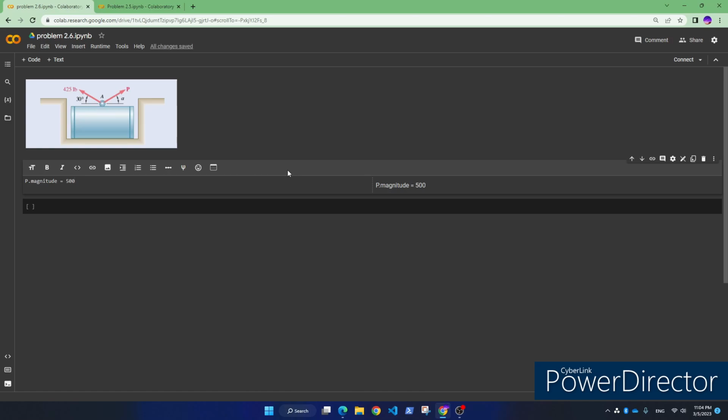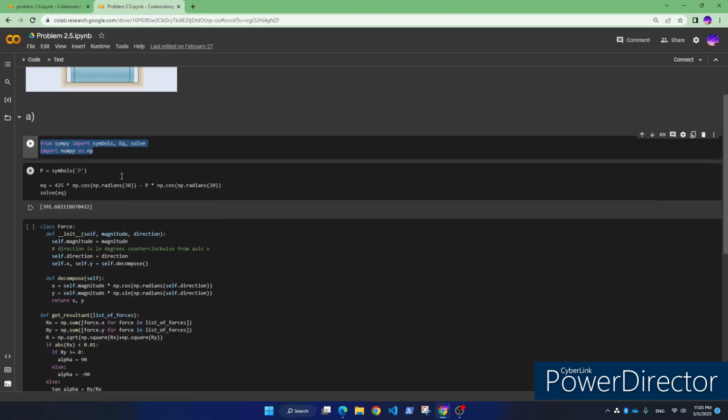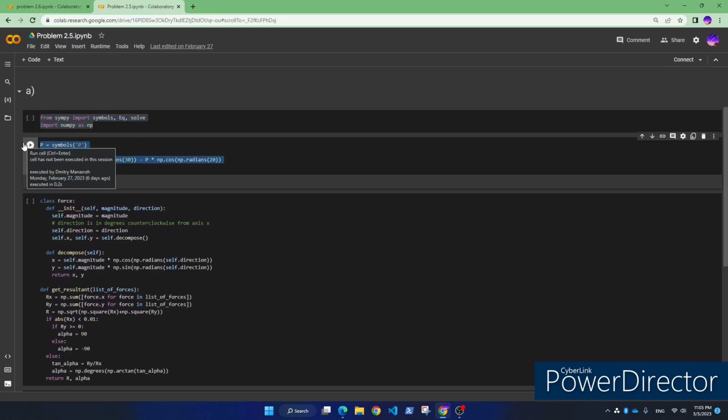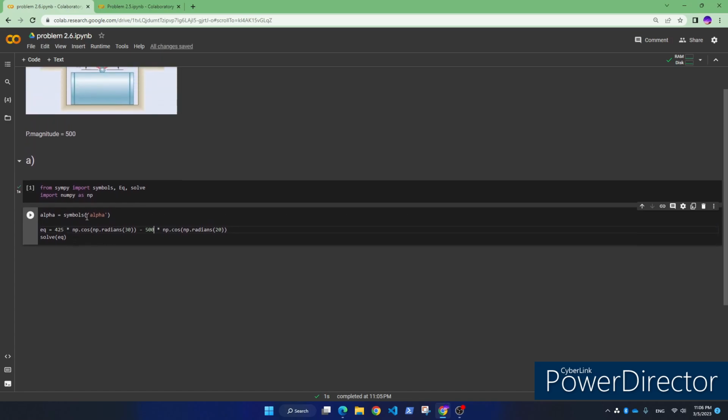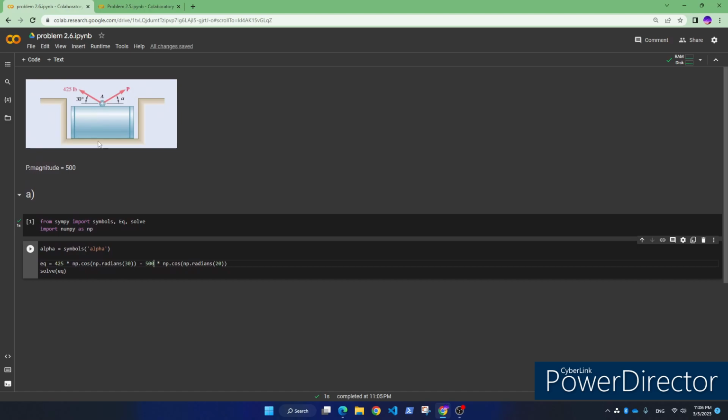Okay. And B, the corresponding magnitude of R. Let's import SymPy and then do something very, very similar to what we had. So P, symbol P. Actually, this time what we want is alpha. And P is what we know. So 425 with 30.